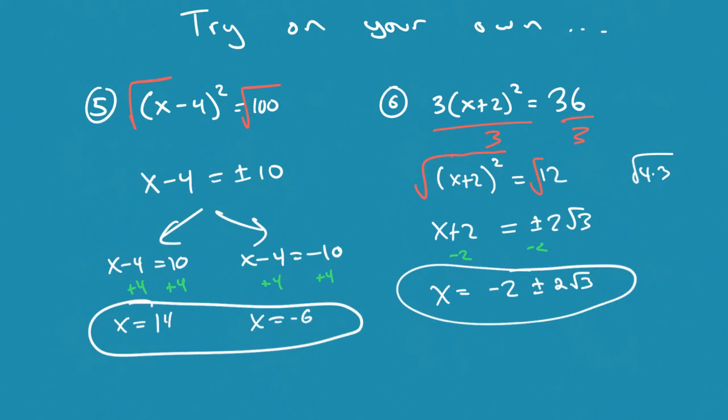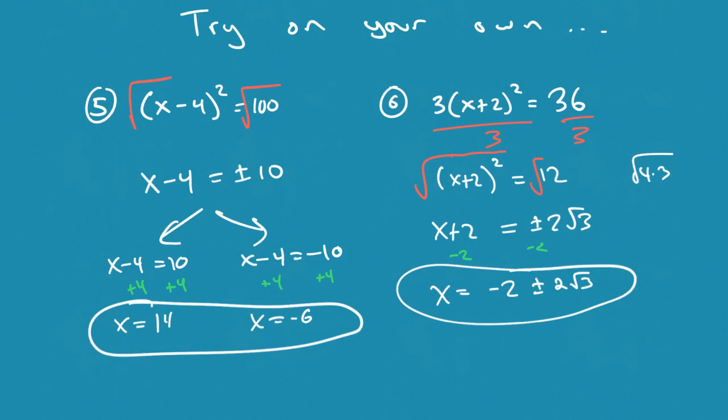Alright, there you go. In the first problem, in number 5 here, square root both sides, you get plus or minus 10, and since that's not a square root symbol in that answer, we have to split it up into two equations because we'll be able to combine like terms. I can add 4 and get 14, I can add 4 and get negative 6.